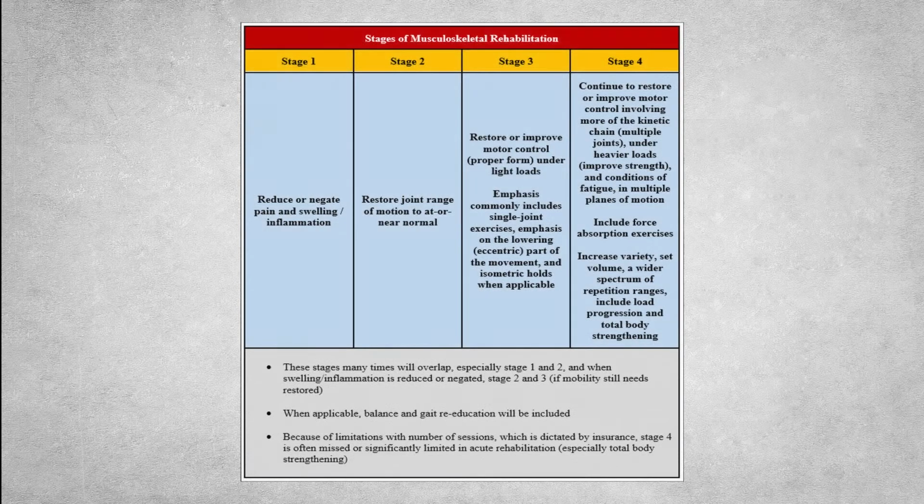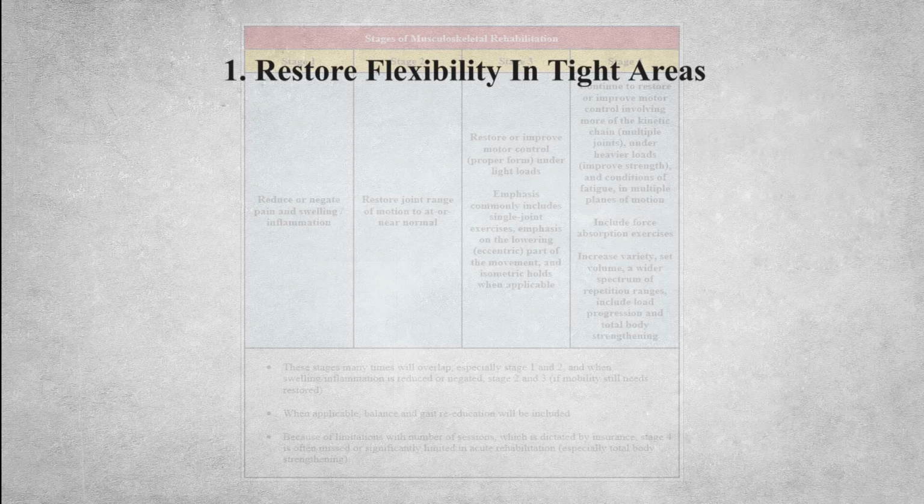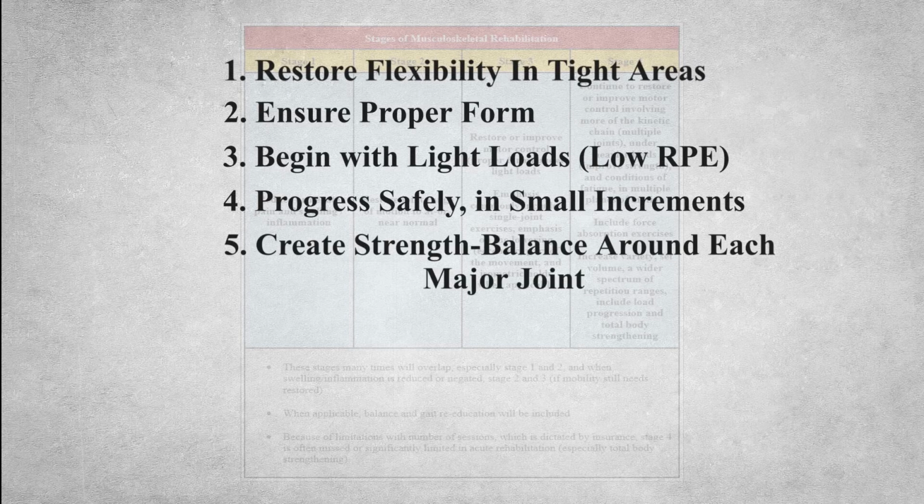But one of the main points is that setting swelling or inflammation to the side and just focusing on stage 2, 3, and 4, the common themes that apply to rehabilitation and should also apply to strengthening programs for general and special populations is that you want to restore mobility or flexibility in areas where there are restrictions. You want to teach and ensure proper movement patterns or proper form with every exercise. You want to start with conservative loads, progress in small tolerable increments, and design a program that creates strength balance around each major joint, which means that the program design should include bilateral and unilateral exercises, multi-joint and single joint exercises, and strengthening in each plane of motion.